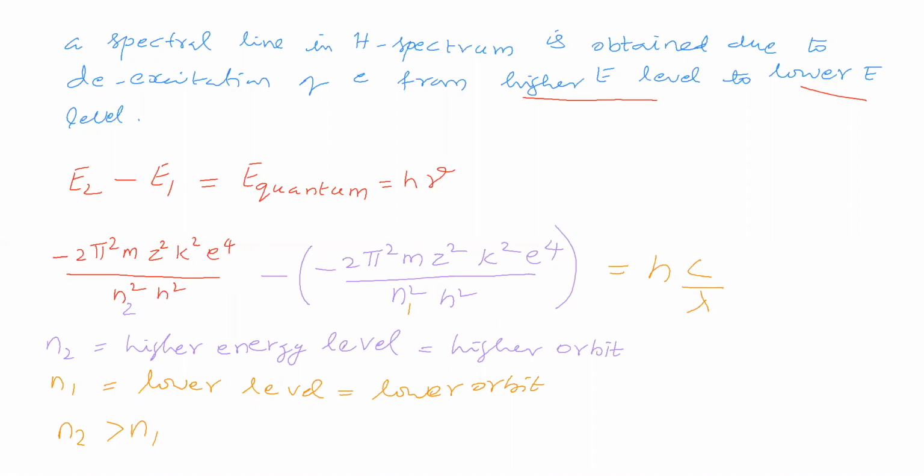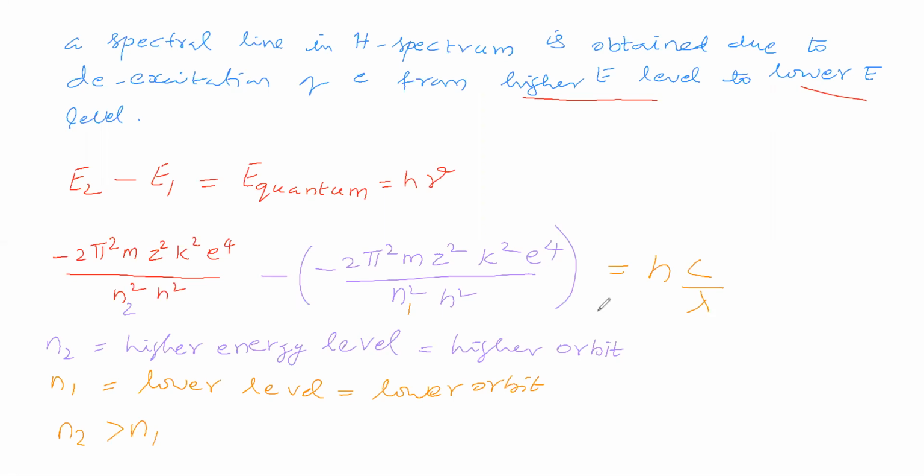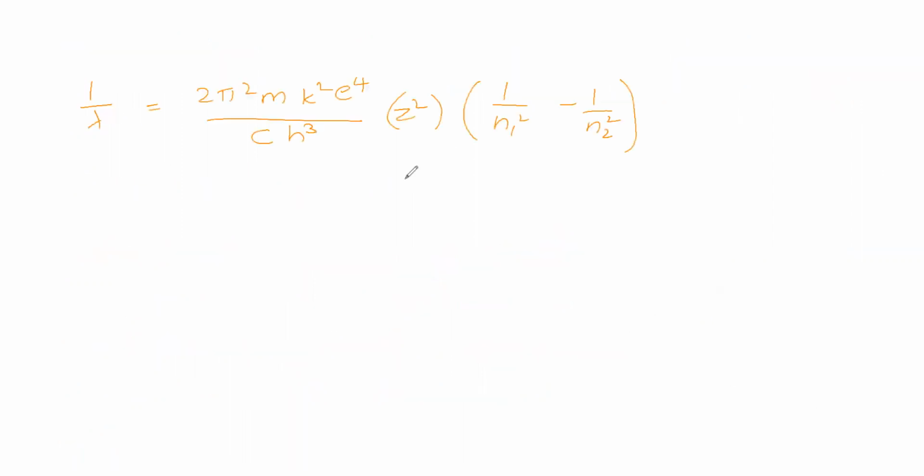On rewriting and taking out the common terms, we will get 1 by lambda is equal to 2 pi square m k square e power 4 by ch cube into z square into 1 by n1 square minus 1 by n2 square. We got this from where? You rewrite this, take common terms outside and rewrite. You will get this formula.